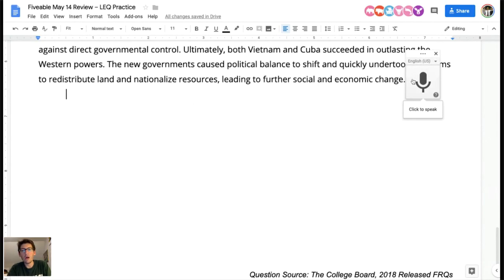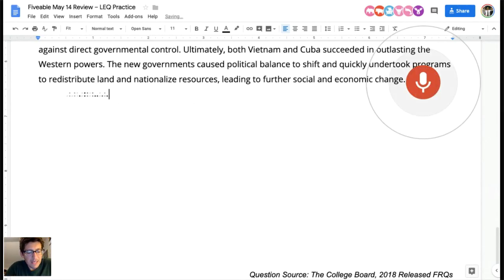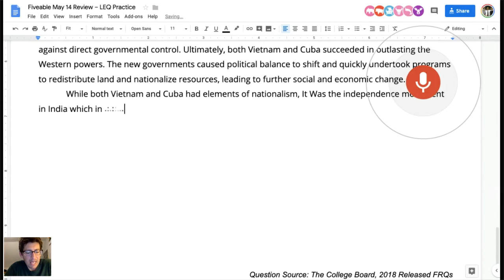So hopefully the nuance that I take a look at in the rest of the essay will play a role. All right, so my second body paragraph, what do I need to say? Well, I need to make a connection with my introductory paragraph, and then talk about how nationalism led to a change in political or social situations in India. All right. While both Vietnam and Cuba had elements of nationalism, it was the independence movement in India which embodies how this ideology led to a change in the social and political order.